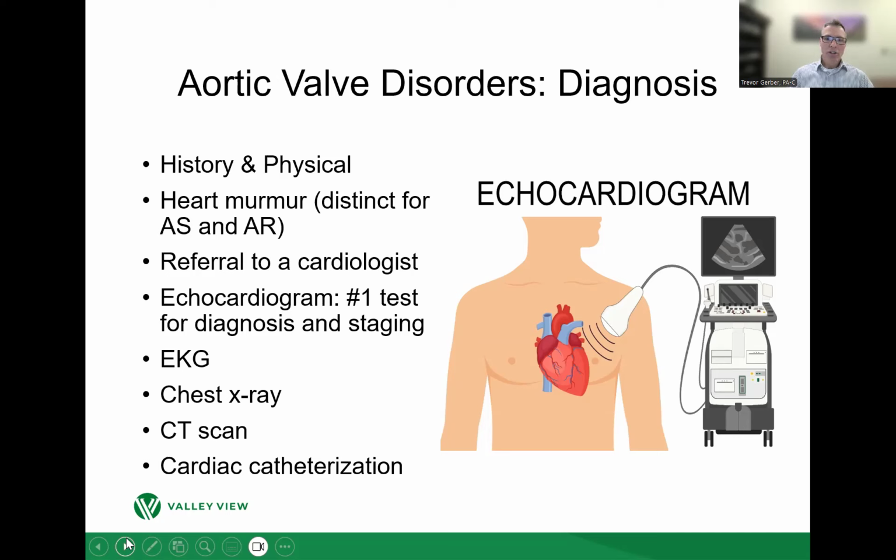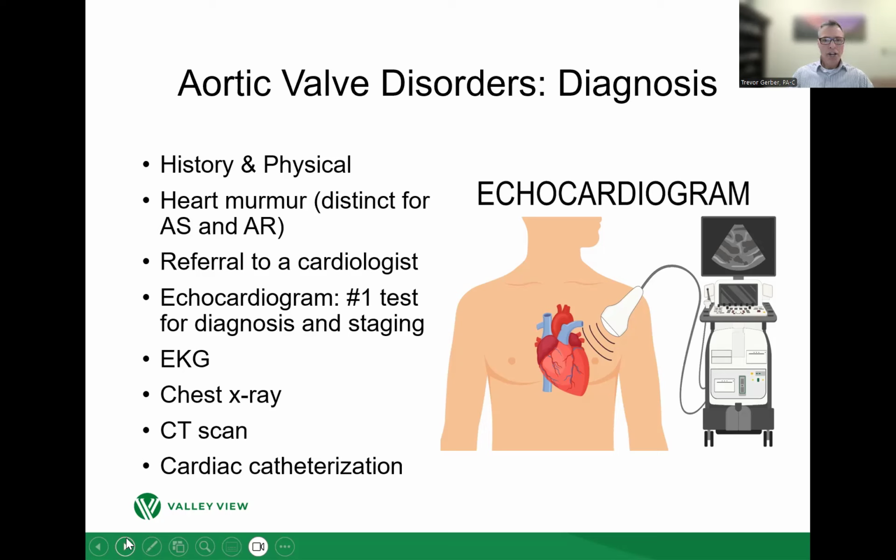But an echocardiogram really is the gold standard test that we use to not only diagnose but also stage valve disorders, including aortic regurgitation and aortic stenosis. An echocardiogram is an ultrasound probe that is put over the surface of your chest and can pick up blood moving across the valves and discern if there's disease in any of those valves.